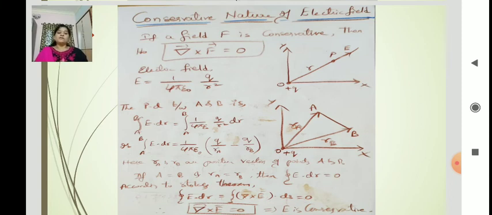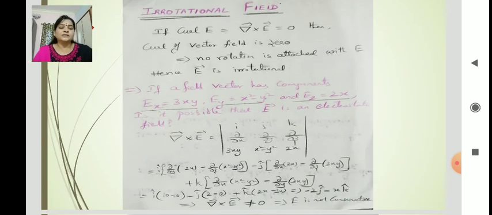So if the curl of any field is 0, then we say that that field is irrotational. So there is no rotation. If there is no curl, there is no rotation, so it is said to be irrotational. That is what is given over here also. So curl E is equal to 0, then there is no rotation attached with the electric field, and hence E is said to be irrotational. So our electric field is an irrotational electric field.